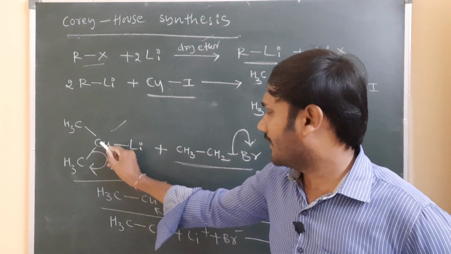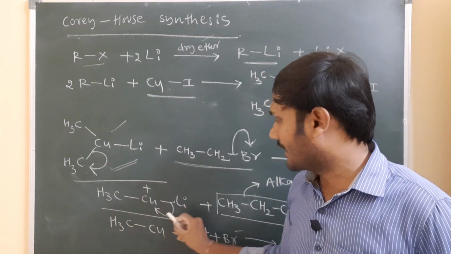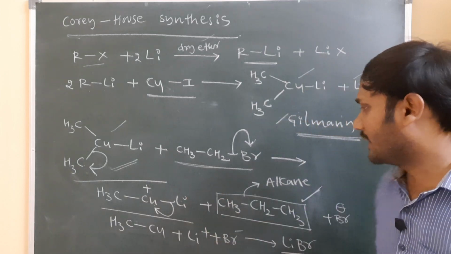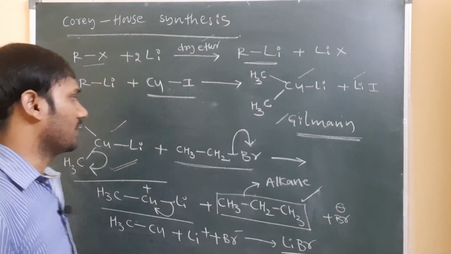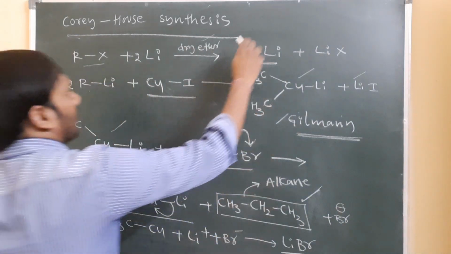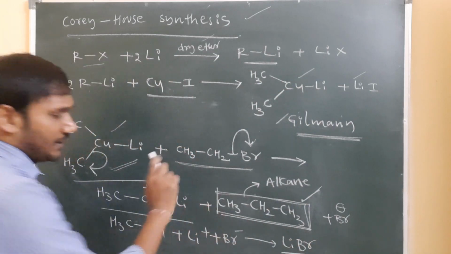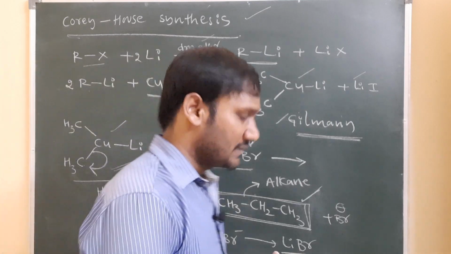And the next one is what here? This copper is getting the positive charge, and to the positive charged copper, lithium gives the electrons, lithium converts to positive charge, and the positive lithium reacts with bromine and is converted to lithium bromide. So this is the entire reaction of the Corey-House synthesis, and finally what did you prepare? An alkane is prepared. Alkanes are prepared. So this is today's session.